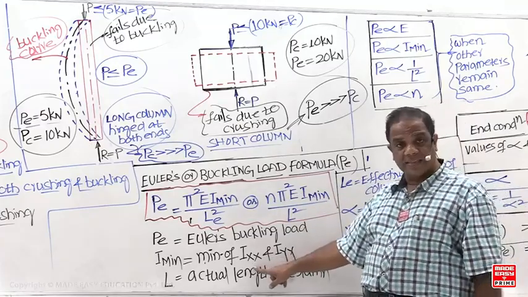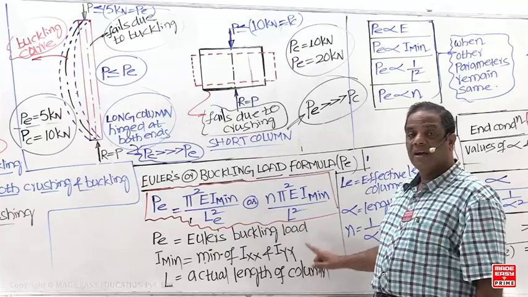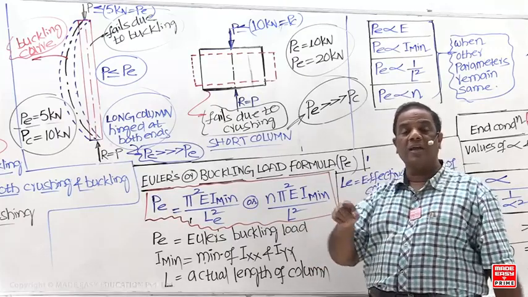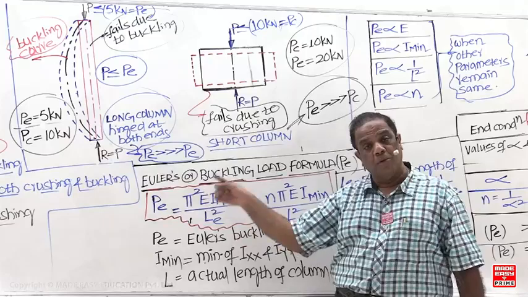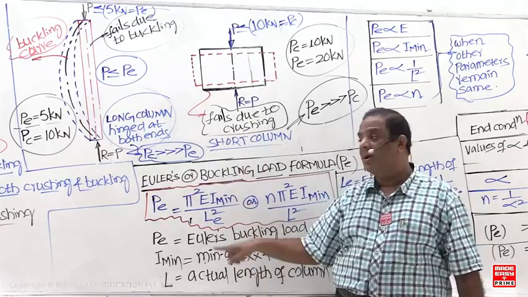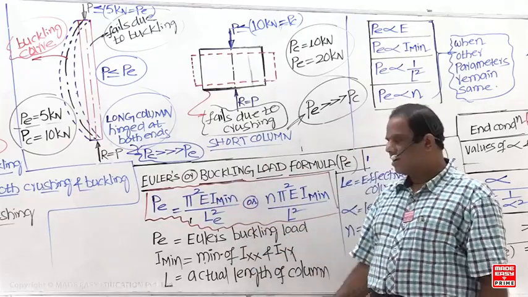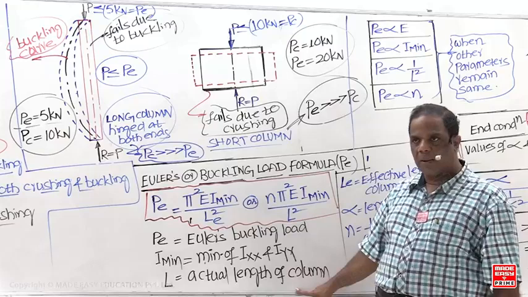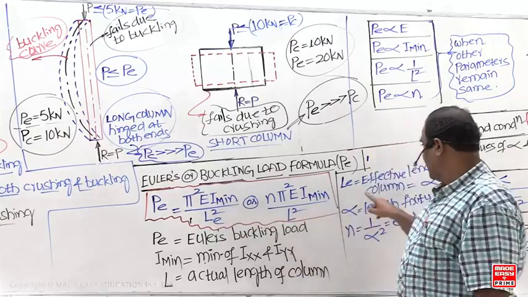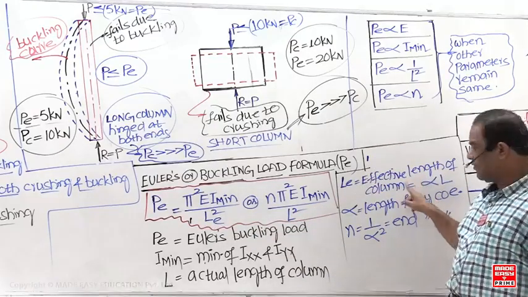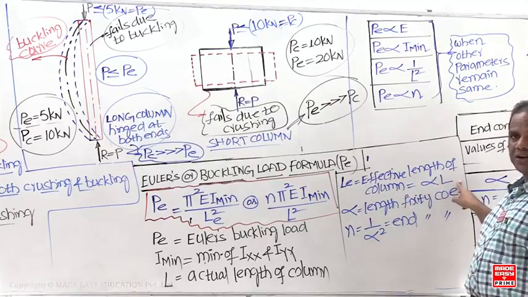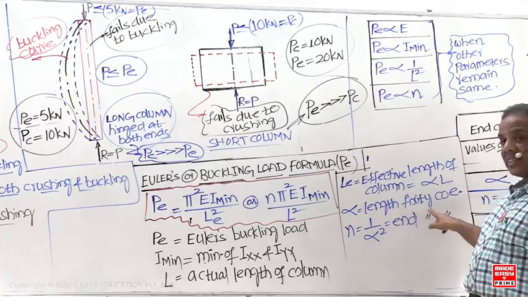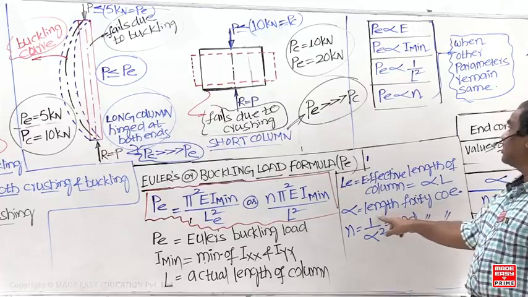XX is about the HCA and YY is about the VCA. In beams, you have to calculate about the neutral axis. But in columns, you have to calculate both about HCA and VCA. Finally, whichever is the minimum, you have to take. L is the actual length of the column. And LE is the effective length of the column, and this is given by alpha into L. This alpha is known as the length fixity coefficient.